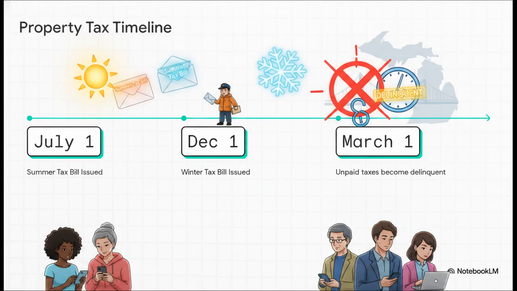But the massive, absolutely crucial signpost date you need to circle on your calendar is March 1st. On March 1st of the following year, any unpaid real property taxes officially become delinquent. At that exact moment, local municipalities close their payment portals and completely lose their collection authority.